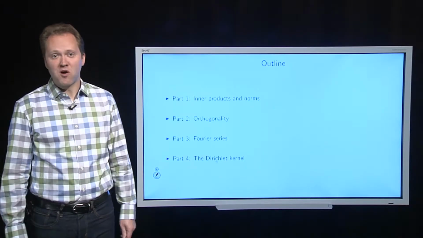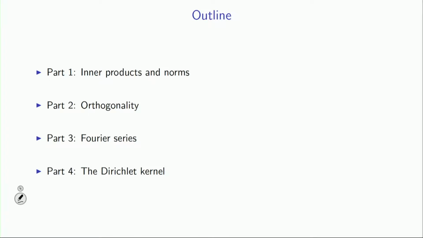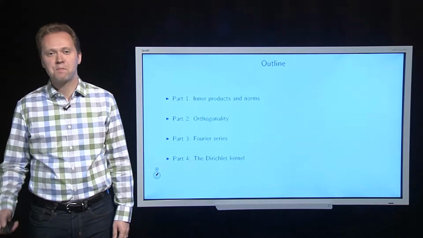In this first part, we will review the concepts of inner products and norms from linear algebra, but with a point of view of analysis. In the second part, we'll use the concept of inner products to explore orthogonality. The highlight of this series is part 3, where we will view Fourier series as best approximations. Finally, in part 4, we'll introduce the tools that are necessary to explore the convergence of Fourier series.